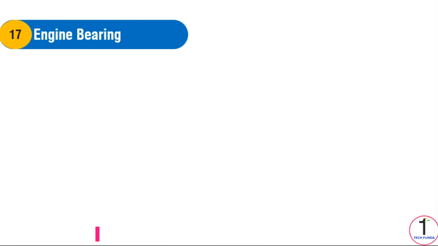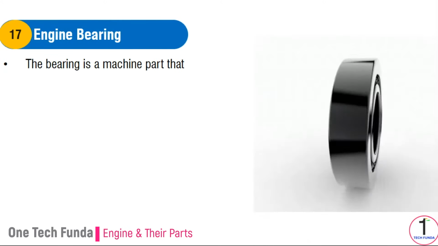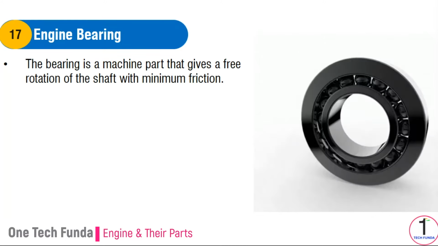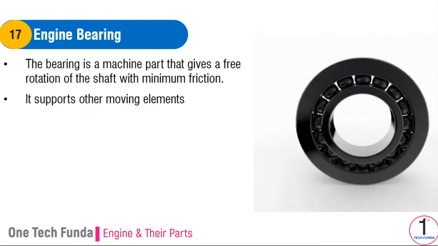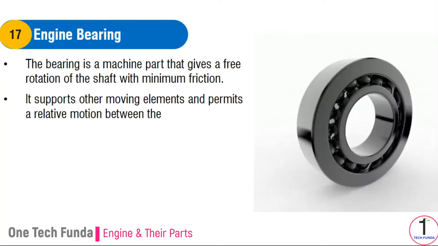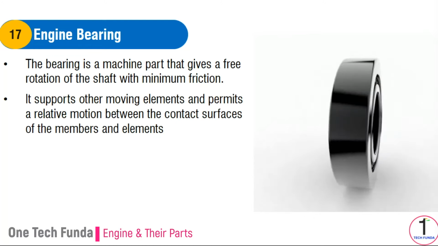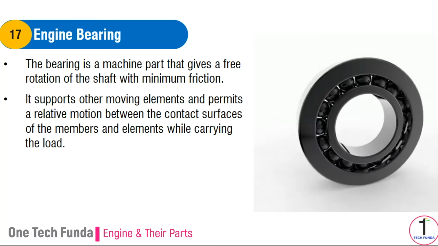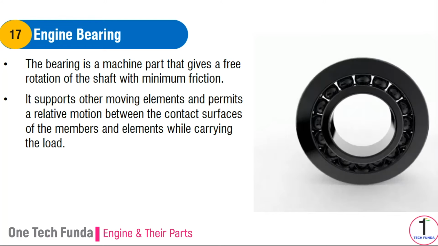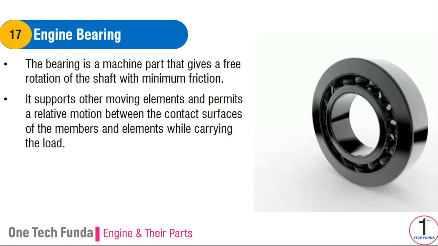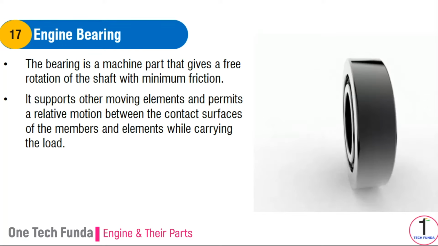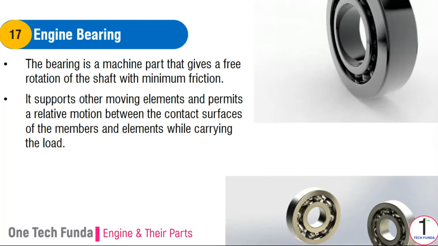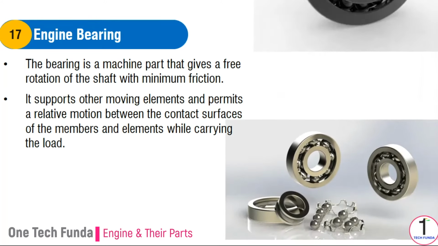Engine bearing. The bearing is a machine part that gives a free rotation of the shaft with minimum friction. It supports other moving elements and permits relative motion between the contact surfaces of the members and elements while carrying the load. Several bearings are used in the engine, in which a bearing that allows the crankshaft to rotate is named an engine bearing. It is a device that is used to reduce the friction between moving parts of machine elements to provide movement in a desired direction with minimum power losses.